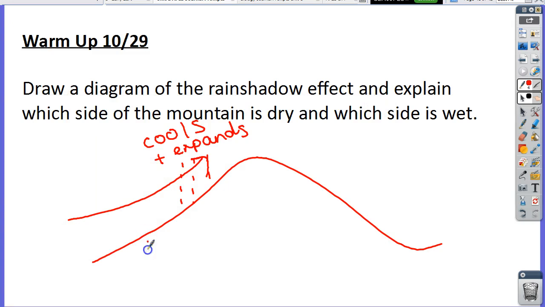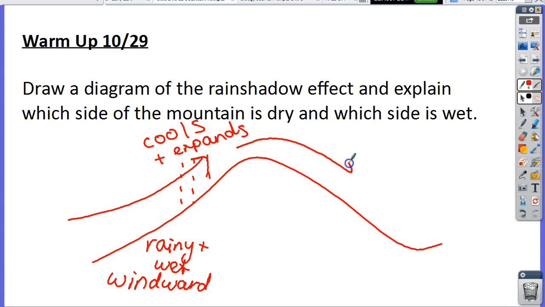Okay, so it's going to end up raining. So this side is going to be rainy and wet. We call this the windward side because it gets most of the wind. It's where the wind is going to be hitting first, okay? So it's all the strong wind, and then by the time it comes down here on this side, it's going to be weakened because it already had to go all the way up the mountain.